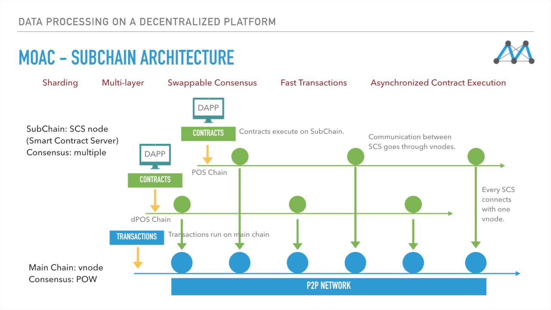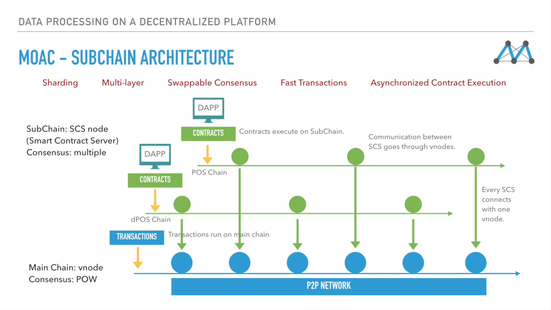And it's supporting all kinds of dApps because every subchain can be different. And as you can see, I listed here one of the POS chain, one of a DPoS chain. So because the consensus can be different on the subchain, you can actually use the same chain to support a public chain or private chain or confederate chain. So I listed out all the features of Moac in red here.